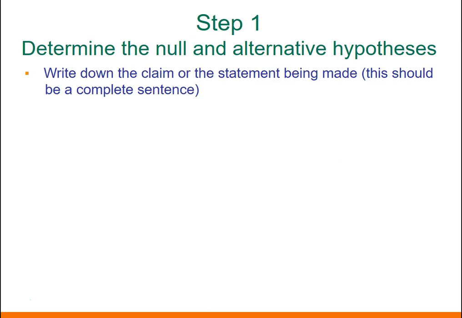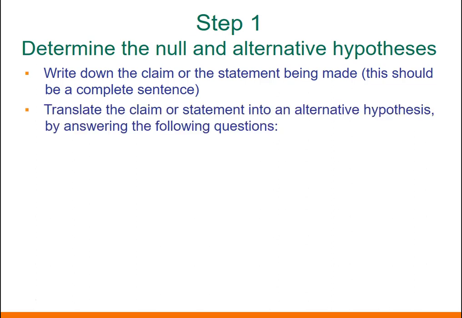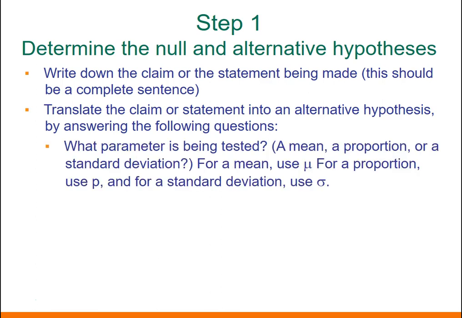One way we can do this is first to write down the claim or the statement being made. Then we want to translate the claim or the statement into an alternative hypothesis. And to do that, we answer these questions. First of all, which parameter are we testing? In this chapter, it's going to be either a mean, a proportion, or a standard deviation.